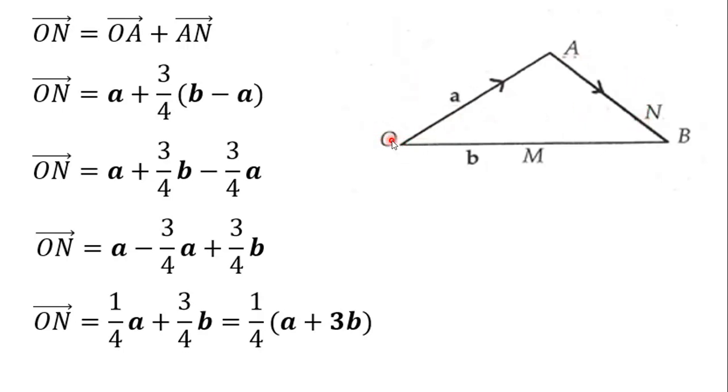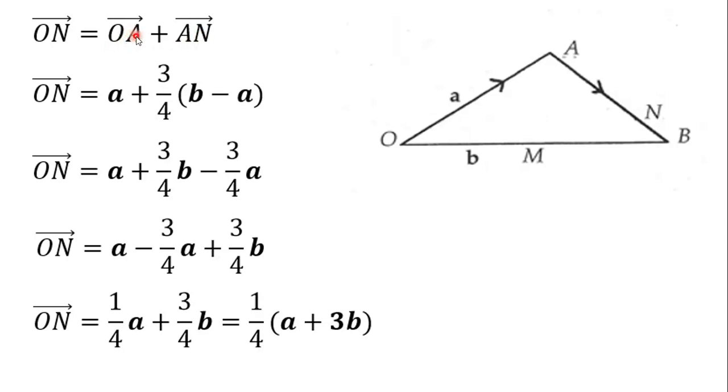Okay, so what we can do is we can go from O and then go to A. And that's why we have OA here. And we can from A go to N. And that's why we have AN there. And so ON, the vector ON, is OA plus AN.